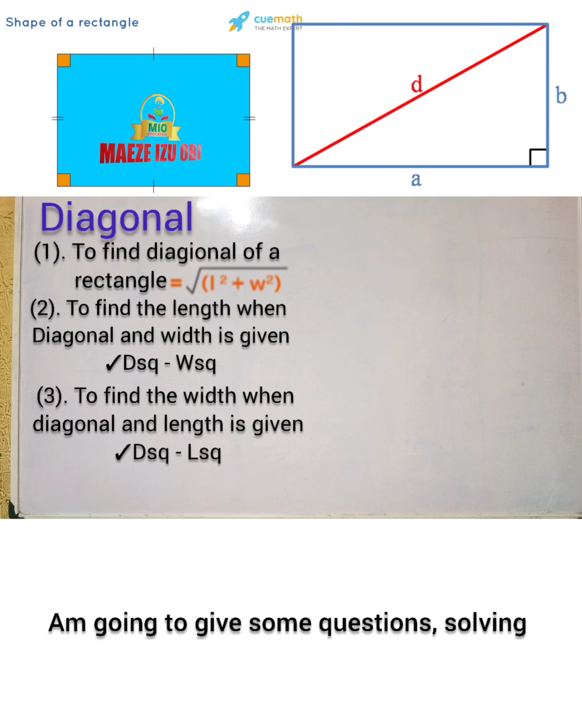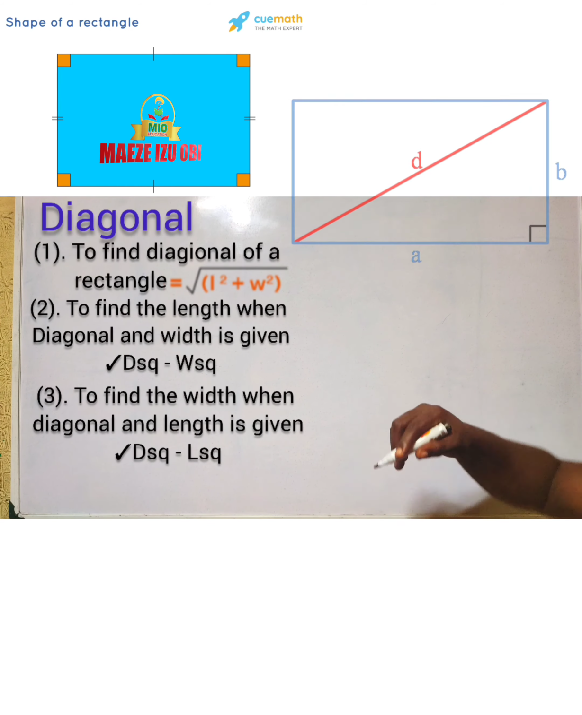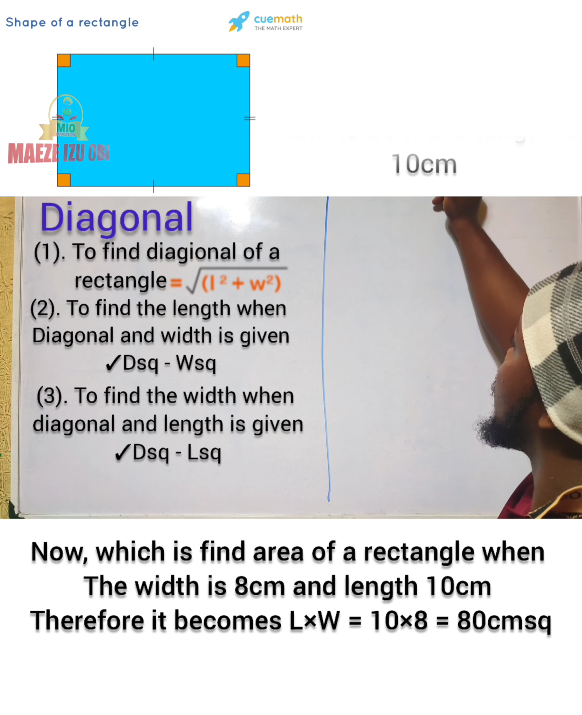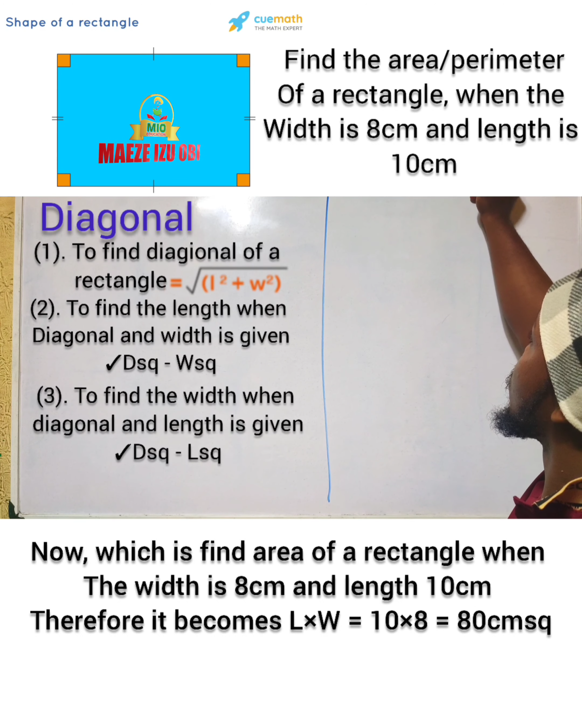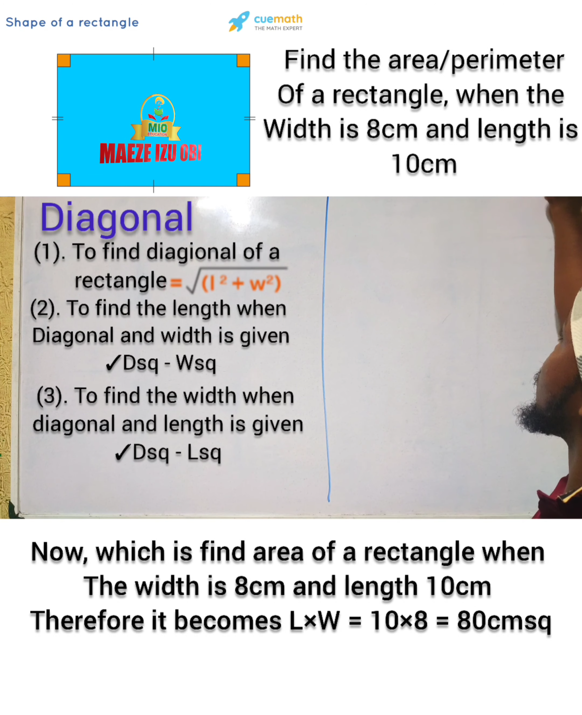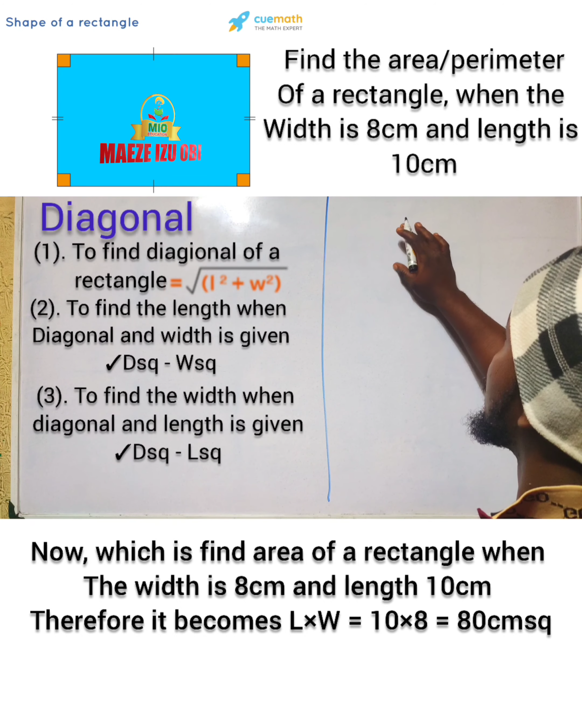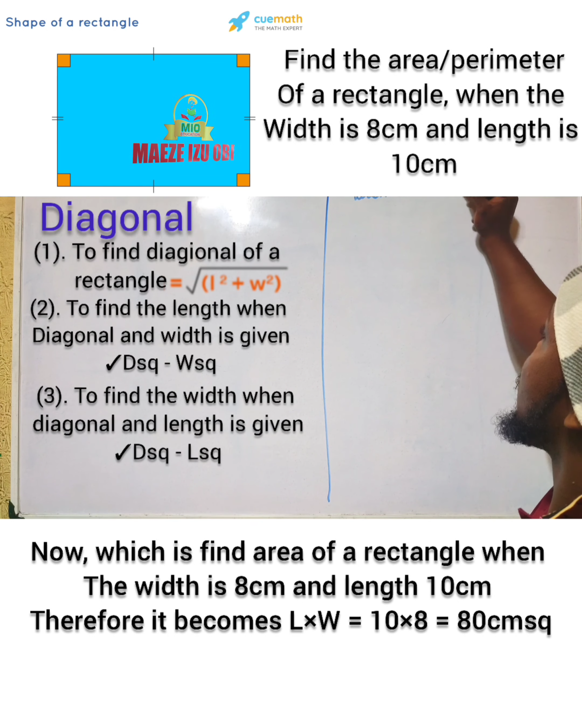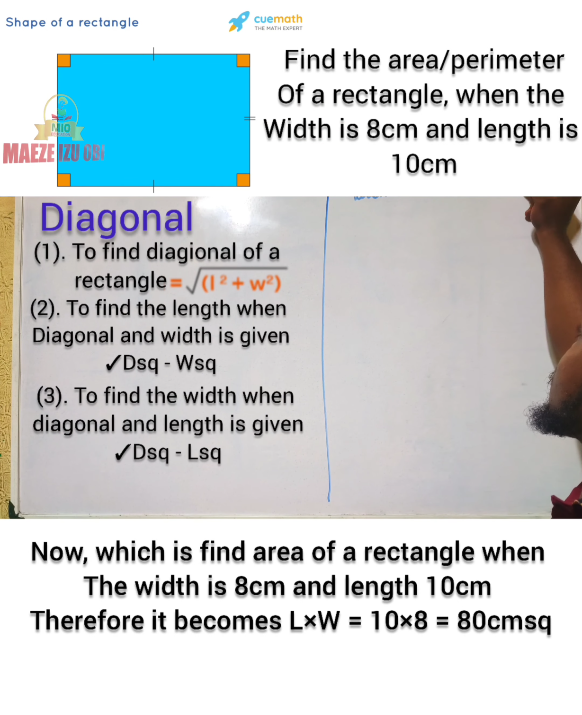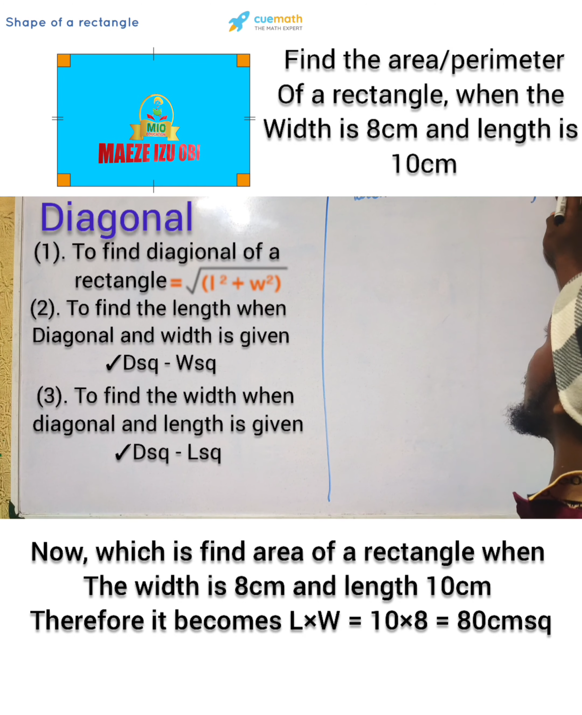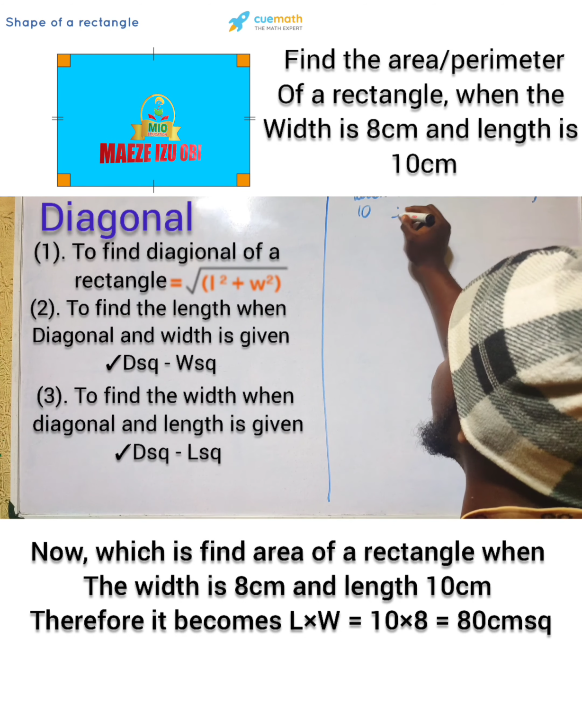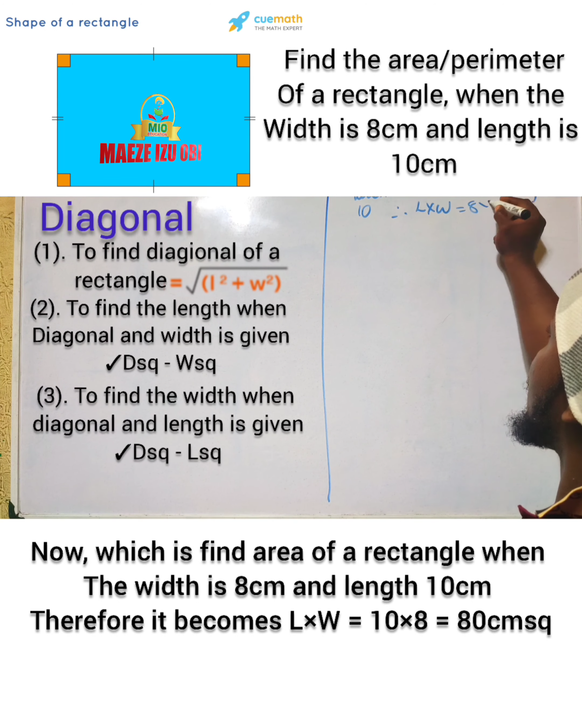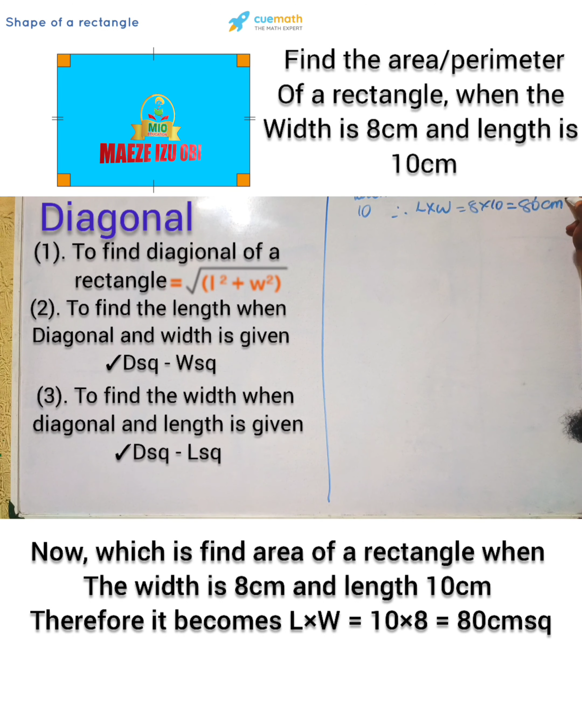I'm going to give some solving for everything that we did today. Find the area of a rectangle when the width is 8 and length is 10. Therefore, it becomes length times width, which is 8 times 10, which will give us 80 centimeter square.